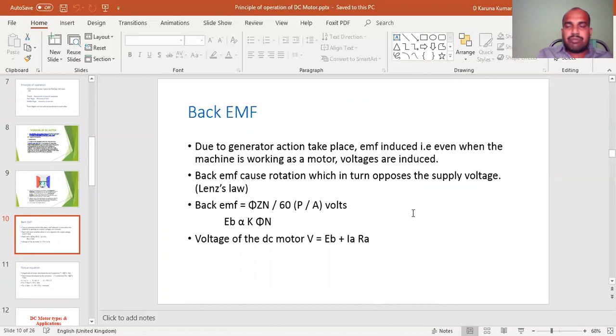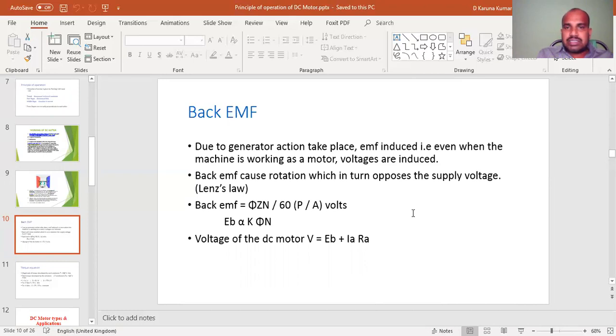Next, the back EMF and generator EMF. It is the generated EMF in a generator and the back EMF in a motor. In a generator action the EMF is induced, but in a motor a voltage is induced. The generator EMF formula is Z phi N by 60 into P by A. The back EMF is phi Z N by 60 into P by A.